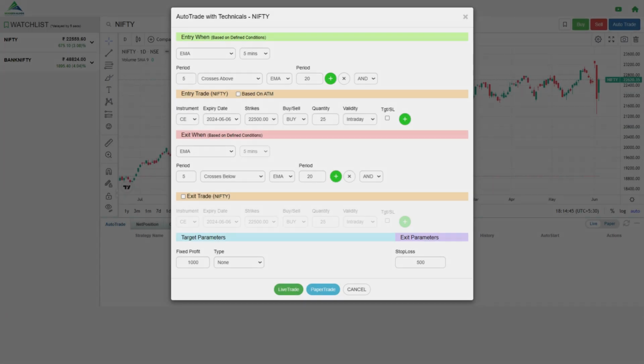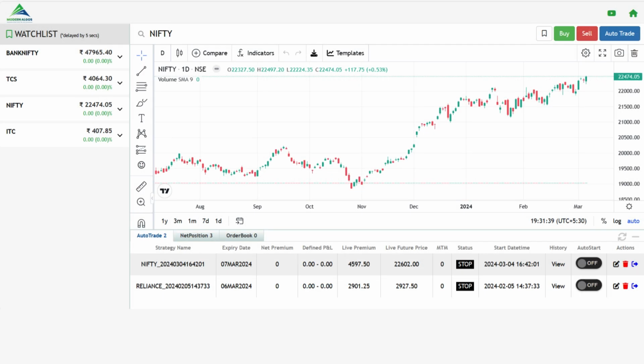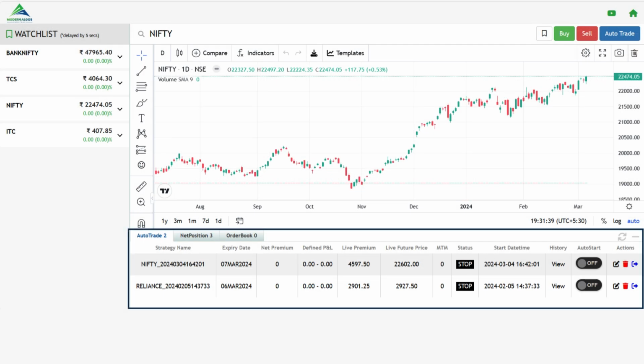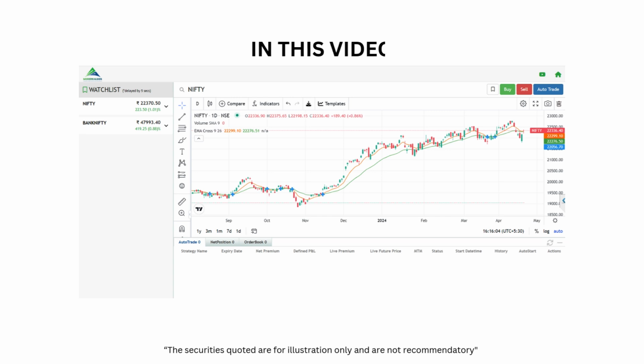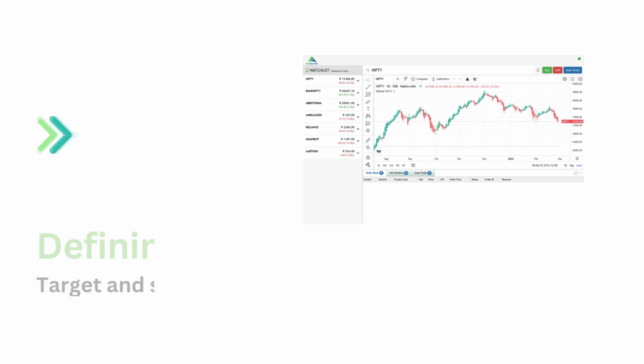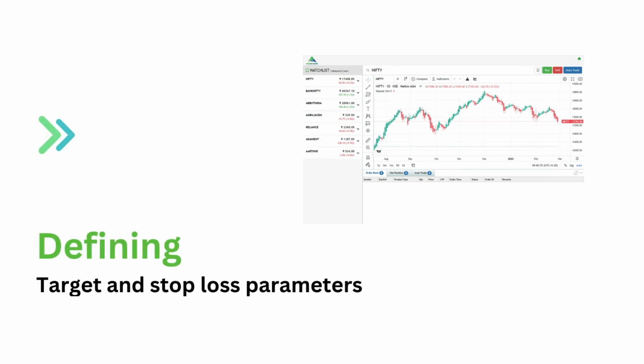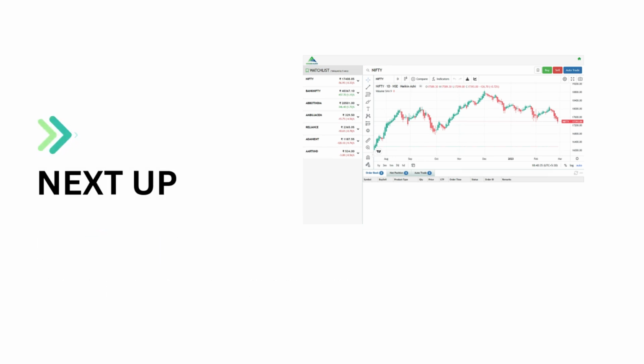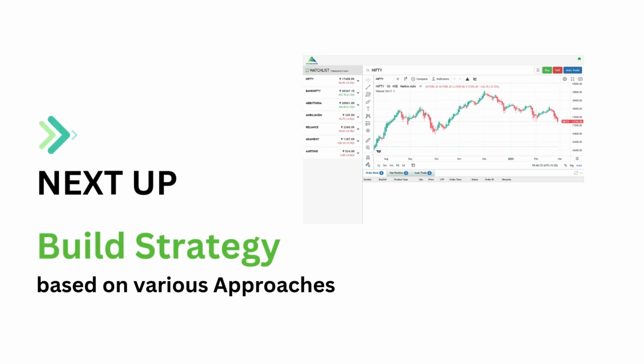Once all your conditions and parameters are set, click the Live Trade button to start your strategy. Your customer's strategy is now accessible in the dashboard. This demonstration provides just a glimpse into the power of automating a trading strategy. For further insights into defining target and stop loss parameters, stay tuned as we delve deeper into various approaches for setting these parameters in our upcoming videos.